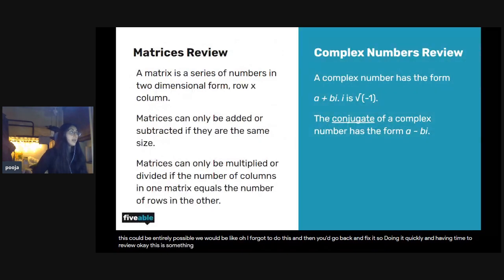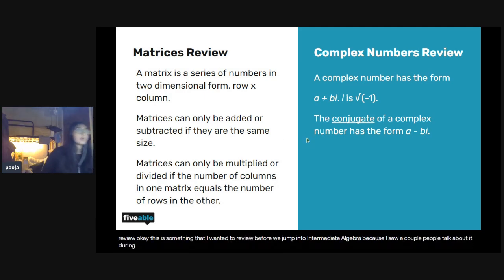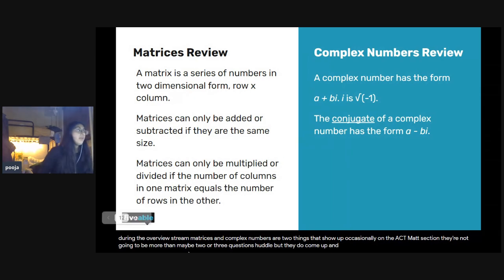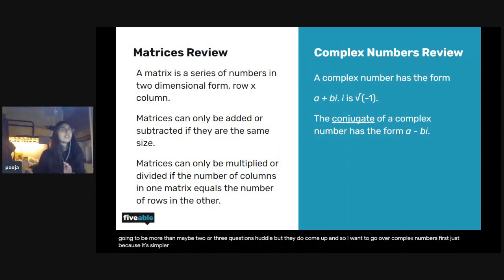This is something that I wanted to review before we jump into intermediate algebra, because I saw a couple people talk about it during the overview stream. Matrices and complex numbers are two things that show up occasionally on the ACT math section. They're not going to be more than maybe 2 or 3 questions total, but they do come up. And so I want to go over complex numbers first, just because it's simpler of the two.